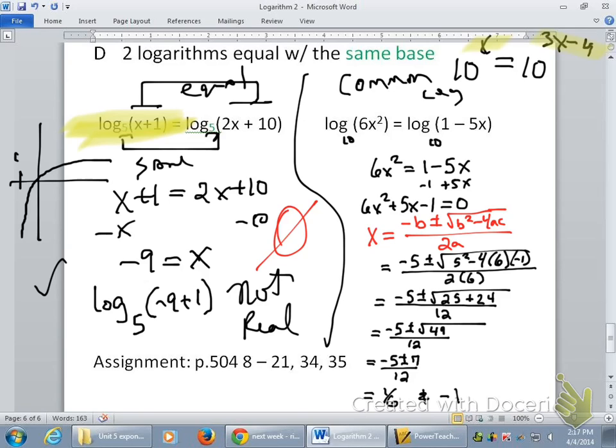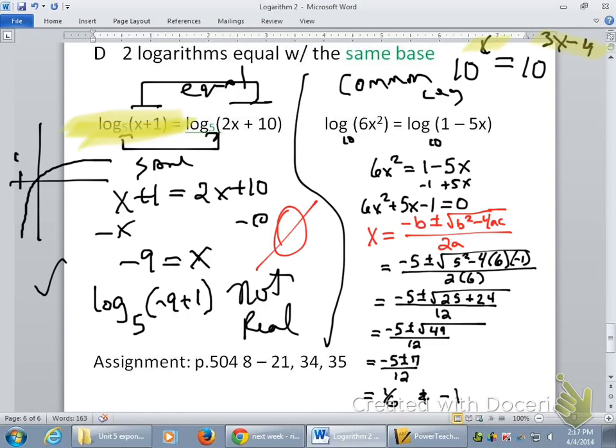I'm going to have to check those. I must check these to make sure that they work. Because these two answers are solutions to this quadratic, but that does not mean that they are solutions to this logarithm. So I must check my work. So I need you to go all the way back up to the top, the original problem. And I want you to find the logarithm, base 10, of 6 times 1/6 squared. And I need you to check both of these to see which ones work and which ones don't.